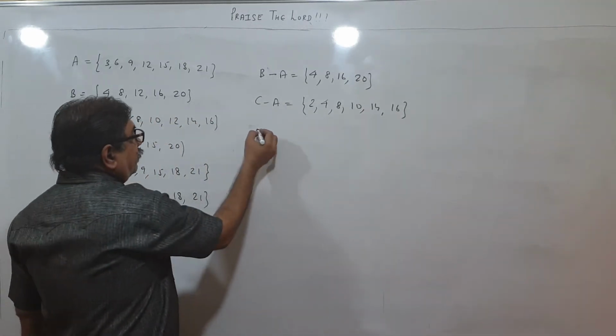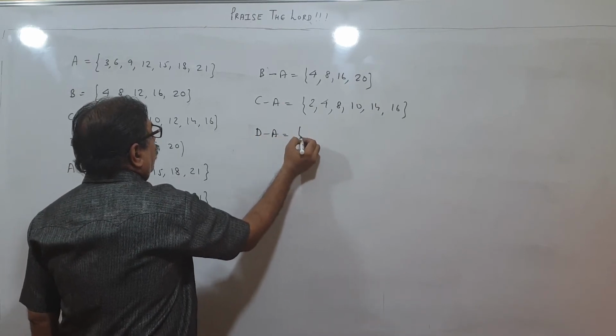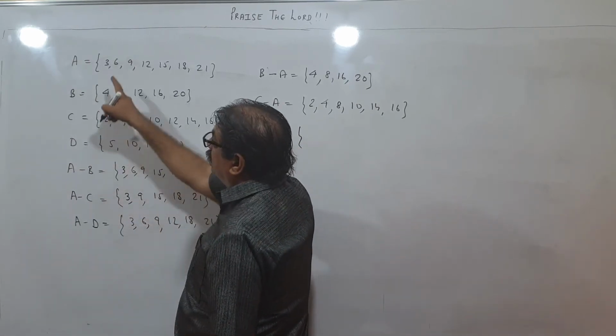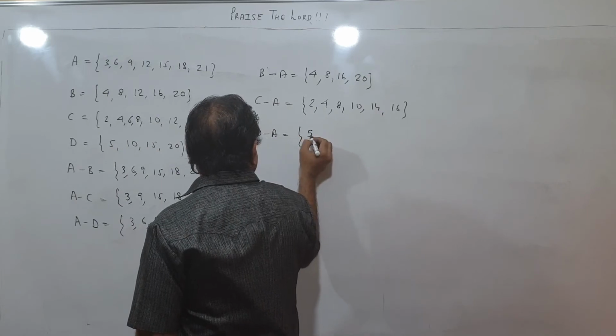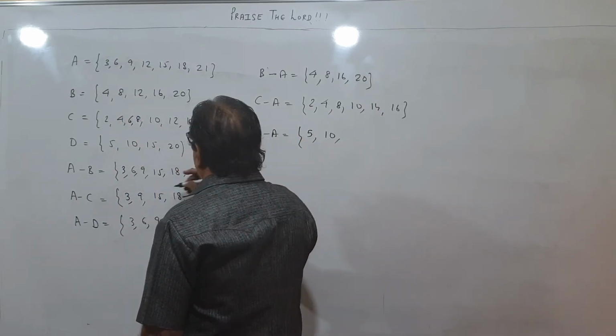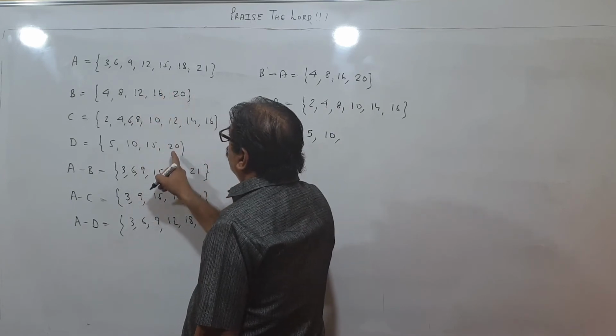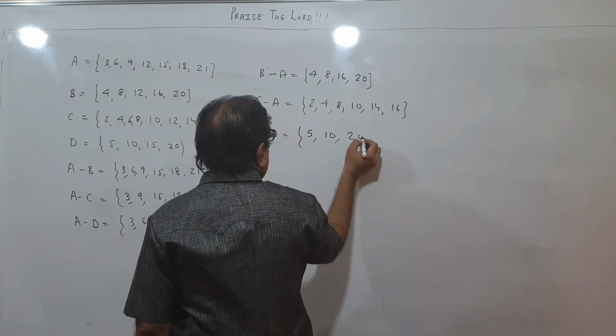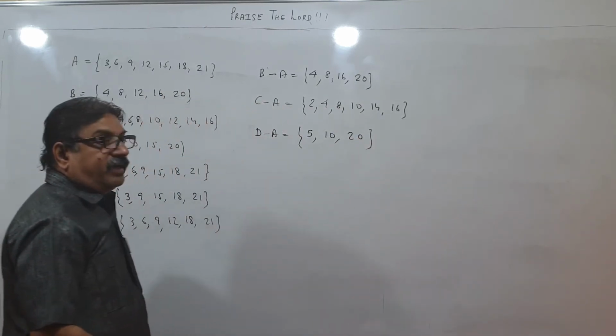Then D minus A. 5 is not here, so 5 I can write. 10 is not here, so 10 I can write. 15 is here, I cannot write. 20 I can write. That is D minus A.